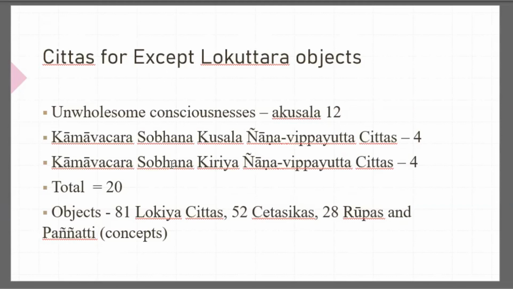How many unwholesome consciousness? There are 12 unwholesome consciousness. Those 12 unwholesome consciousness cannot take Lokuttara objects, supramundane objects. They can take other objects except Lokuttara. So unwholesome consciousness, 12. What are they? 8 Lobhamula, 2 Dosamula and 2 Mohamula. Those consciousness can take the objects except Lokuttara.